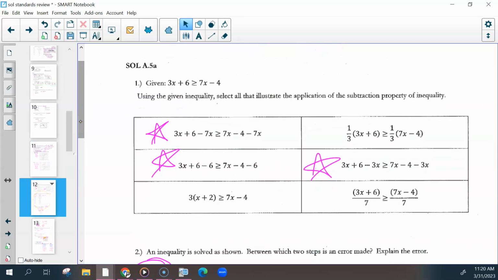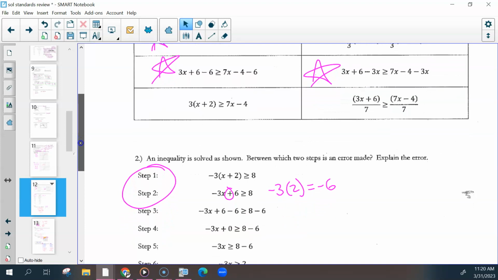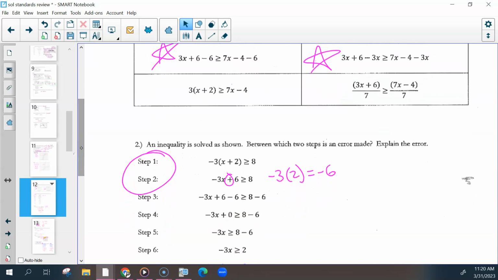SOL A.4c-f was what we were just talking about last class. This first one is which ones are showing the subtraction property of inequality, so subtracting on both sides. So these first two on the left and then the one in the middle on the right were the 3. 2, it shows the steps to solve this inequality. It asks between which two steps was an error made. Between the first two steps, when they distributed, it should have been a negative, which messed up everything.